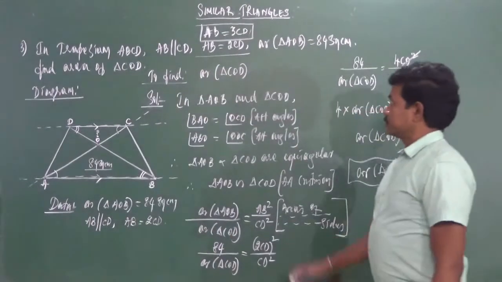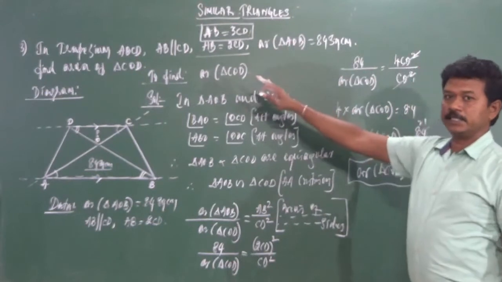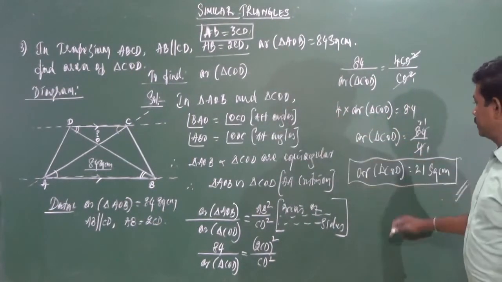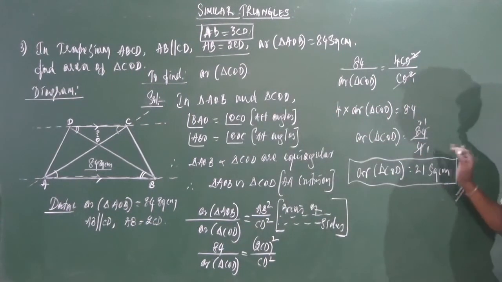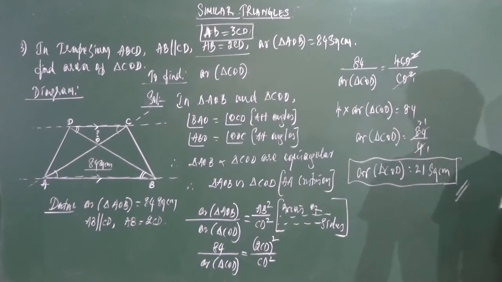So change the condition. All other things will remain the same, just AB is equal to 3CD. Change the condition and then find the area of triangle COD. This is a very important problem.